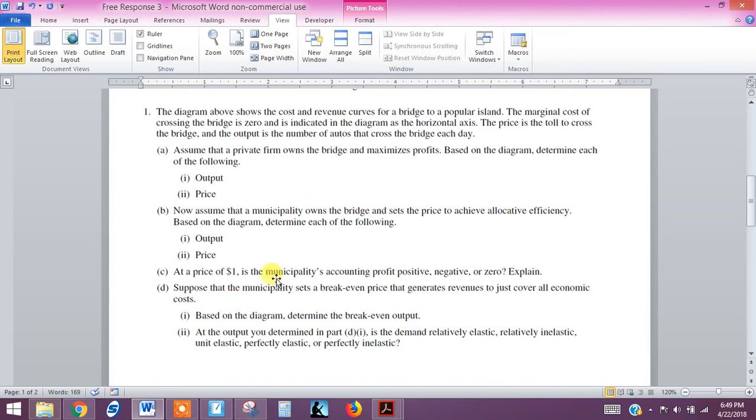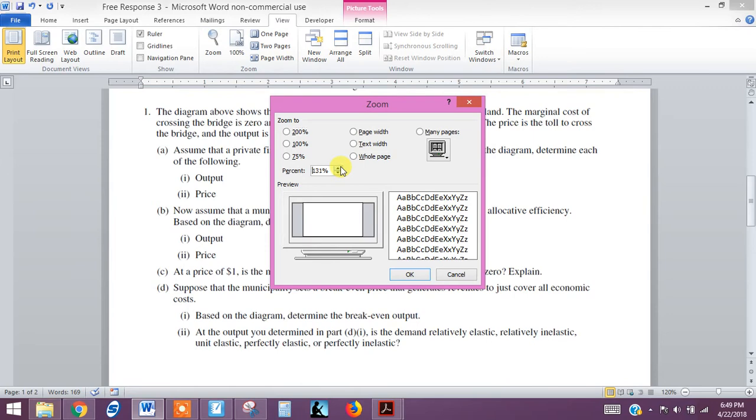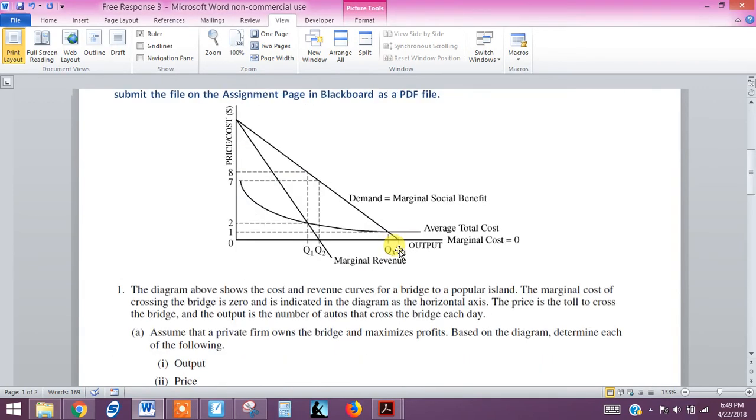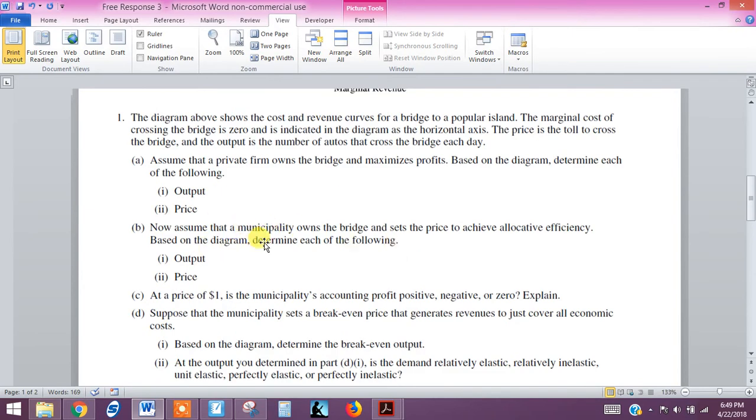Now, part B, and actually let me make this a little bit bigger so we can see it better. Okay, part B. Now assume that the municipality owns the bridge, so the city or the village or the local government owns the bridge, and they're going to set the price to achieve allocative efficiency. So we want to look on the diagram again and determine where the output and price would be.